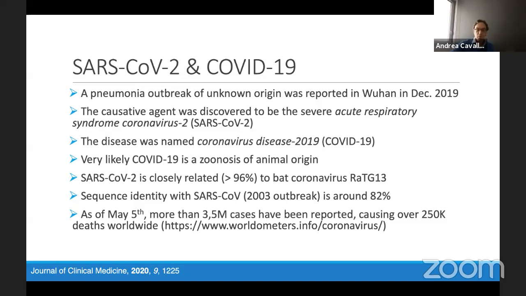Very likely, there are many hypotheses about the origin of this coronavirus, but the most probable hypothesis is that it is of animal origin, and actually SARS-CoV-2 is quite closely related to a bat coronavirus, RaTG13. Actually, the sequence identity is more than 96% with this coronavirus as far as the RNA is concerned, whereas the identity with SARS-CoV-1, the 2003 outbreak, is just a little bit more than 80%. As of today, more than 3.5 million cases have been reported worldwide, causing over 250,000 deaths.